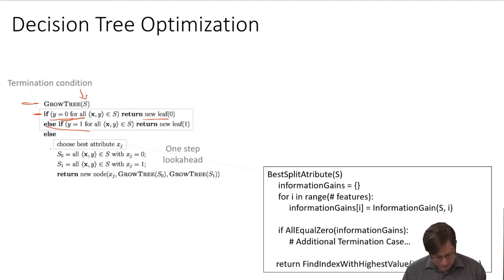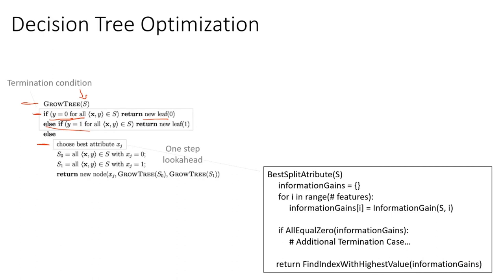The next thing you do, if it's not termination, is you choose the best attribute. And here is the pseudocode of finding the best attribute to split on. You have a list of information gains. You iterate over the features. You calculate the information gain for each feature among the samples that are at that leaf. This is a recursive algorithm, so whichever samples have made it to that point, you use those. Then if all information gains equal zero, that is, no further split will add information, that is also a termination case, though it could happen for other reasons as well. If there's no information gain, you terminate. Otherwise, you return the feature index with the highest information gain.